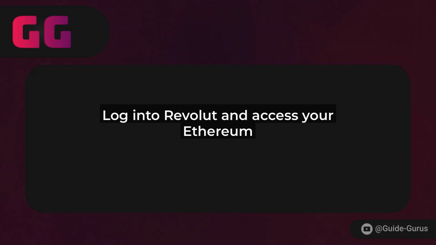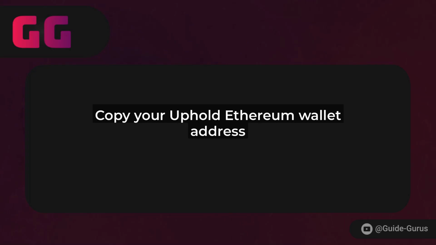Let's jump right in. First things first, make sure you have everything set up. You'll need active accounts on both Revolut and Uphold, and some Ethereum in your Revolut wallet. Also, verify that you're using the latest app versions. Revolut and Uphold have rolled out enhanced security features in 2025, so updates are key for smooth transactions.